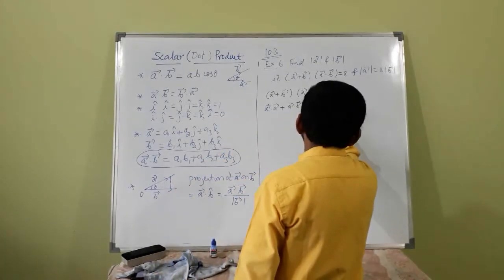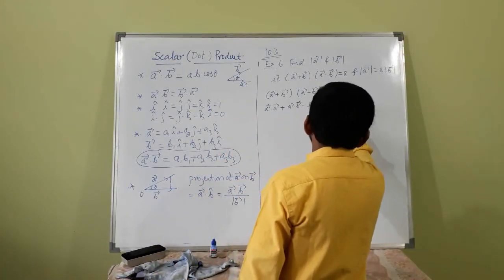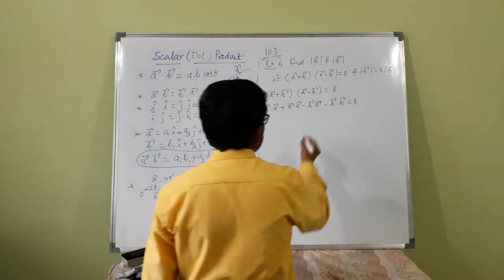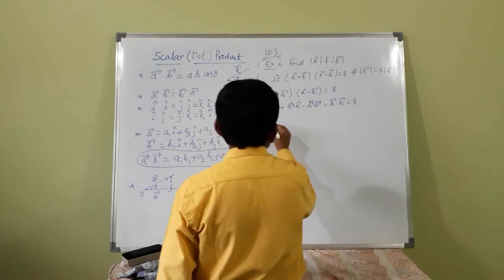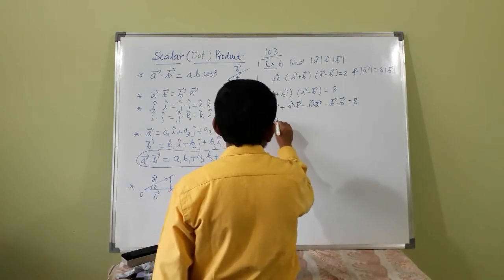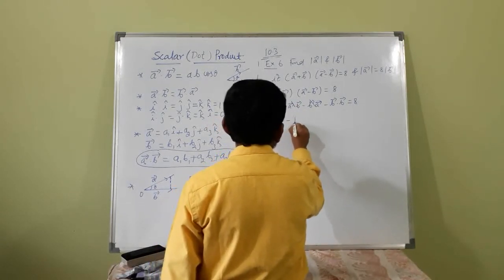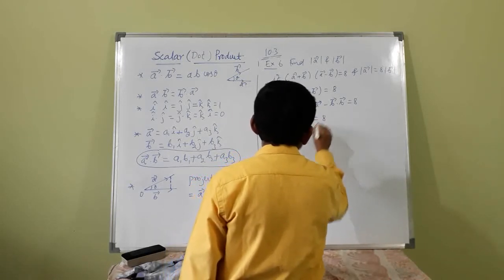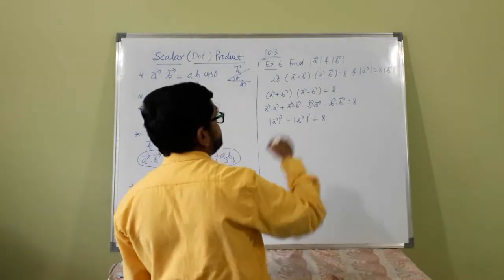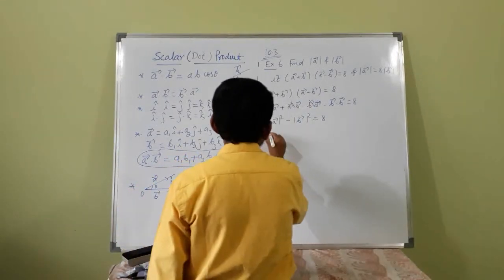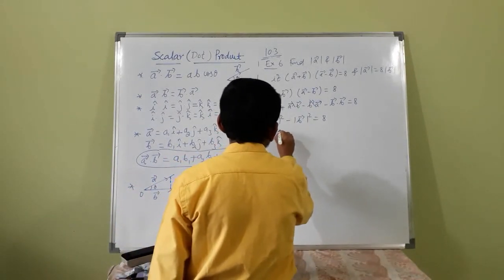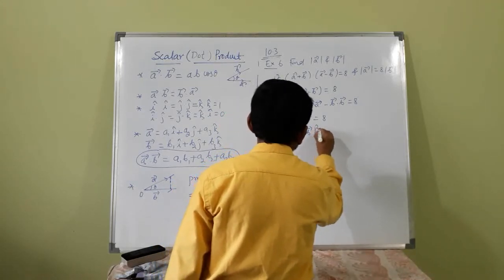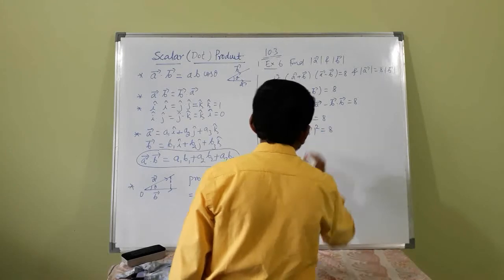Minus B dot B is equal to 8. See, these two get cancelled. So, this is magnitude of A square minus magnitude of B square is equal to 8. But A is 8 times B. So, this is 8 times vector B squared minus B squared is equal to 8.